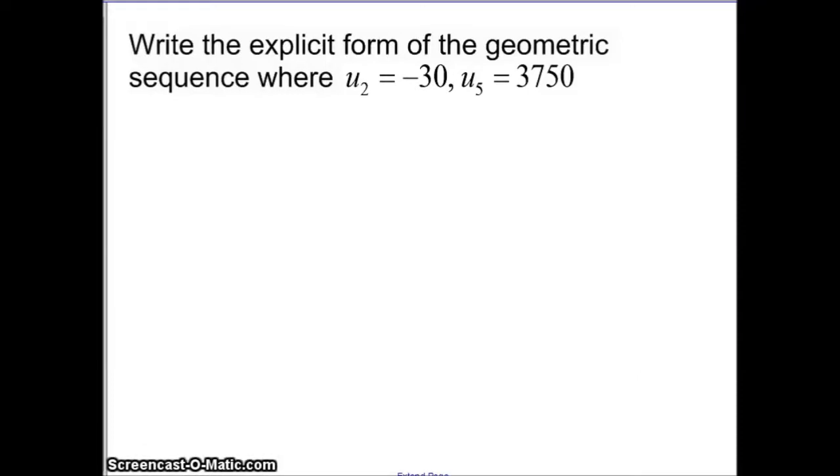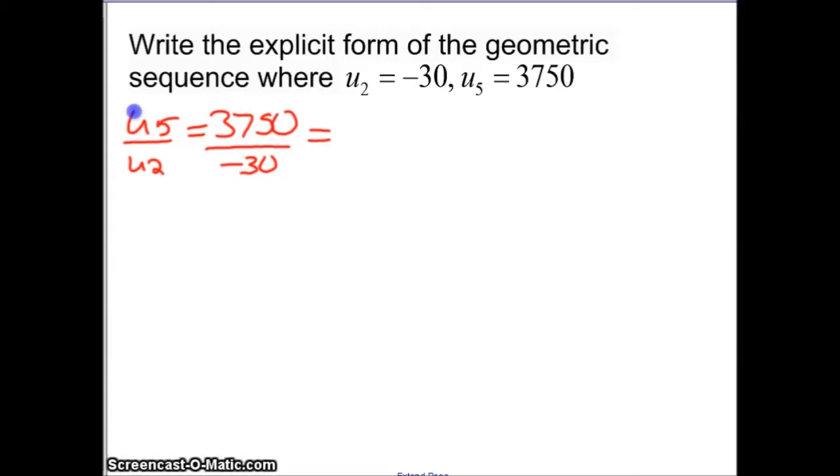All right, so here's our second example. You're given two terms in a geometric sequence that are not back to back, and we have to write the explicit formula for this. Again, what I want to do is create a ratio of this bigger term number to the smaller term number. So I'm doing a ratio of u sub 5 to u sub 2, which is 3,750 over negative 30.